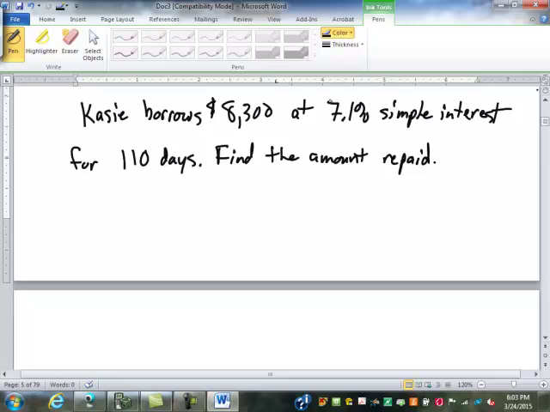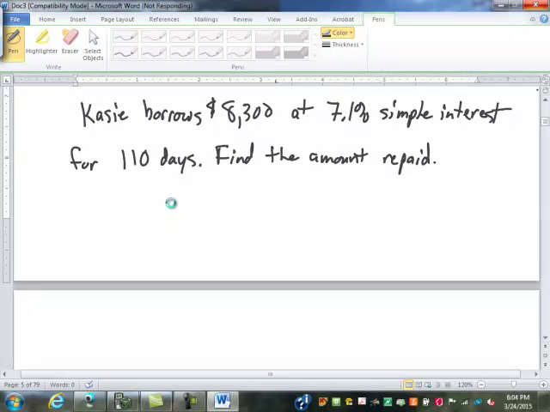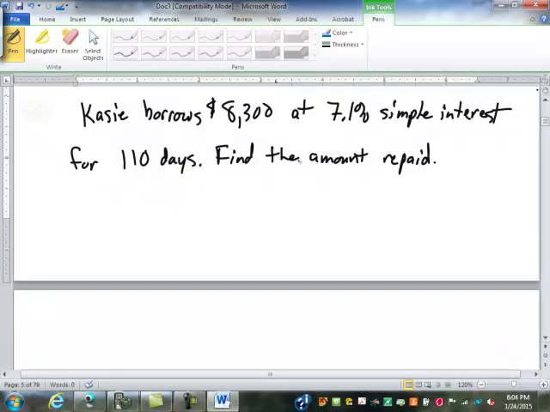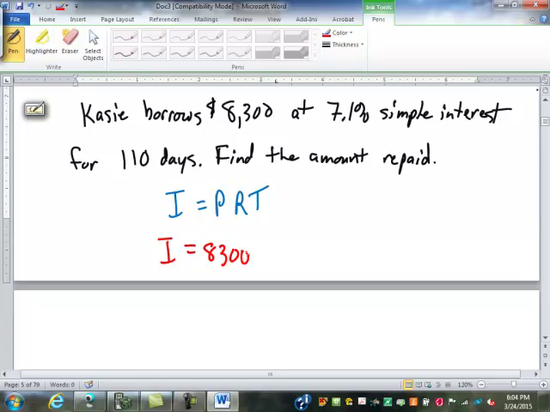Exact or ordinary interest? Ordinary. It doesn't say, so we're going to go with ordinary. So to find the amount repaid, we're finding a maturity value, but we do have to start out with the amount of interest. So we're finding I. What goes in for P? 8,300. R? 0.071 for the 7.1%. T? 110 over 360. Very good.